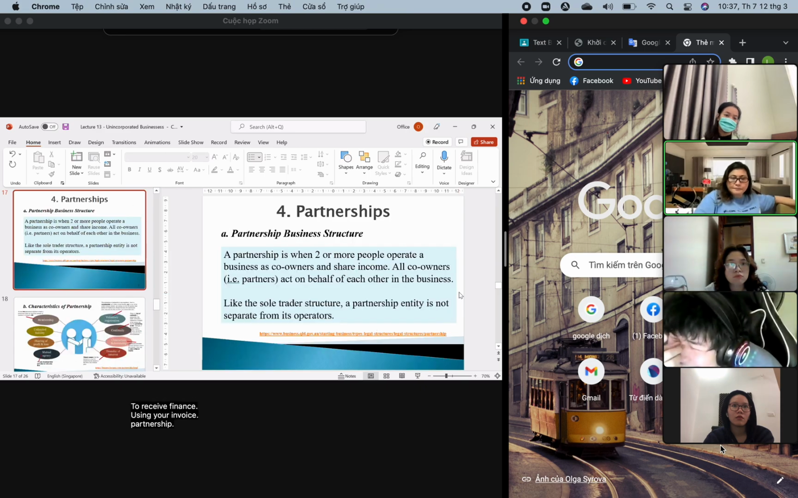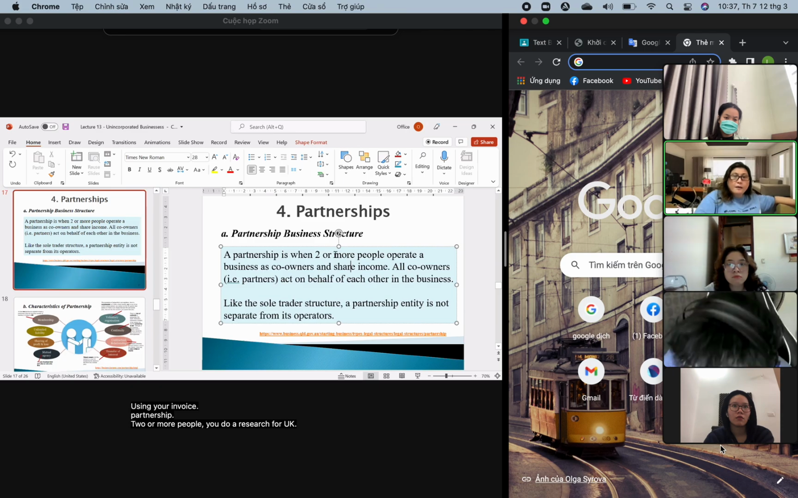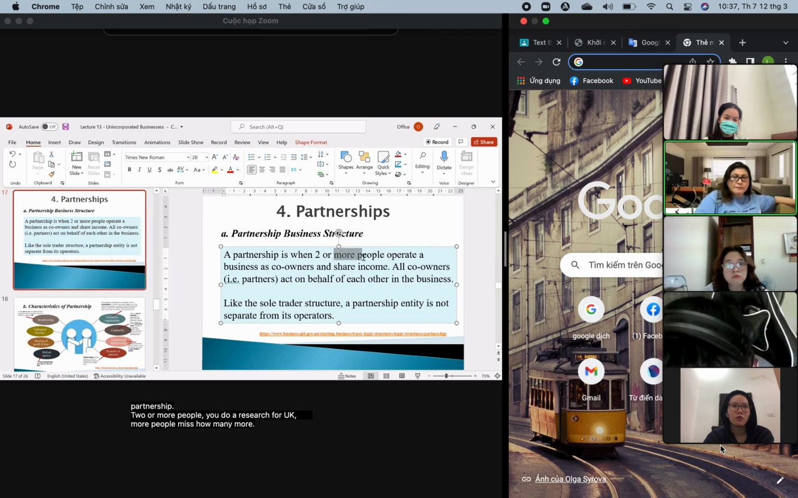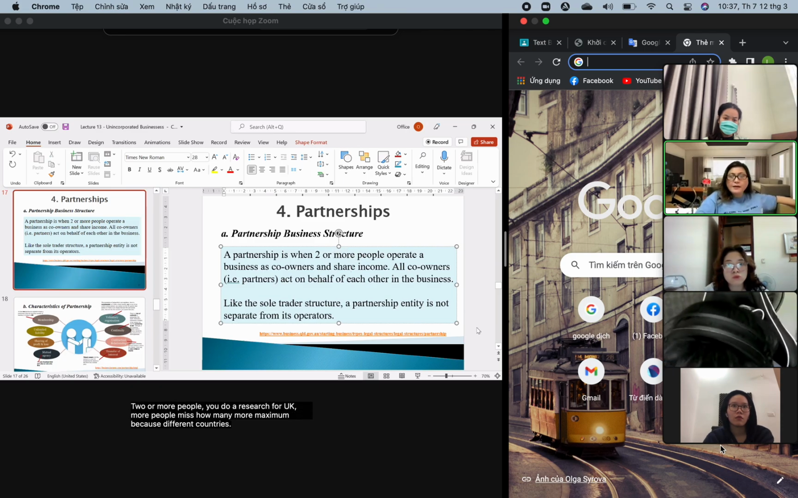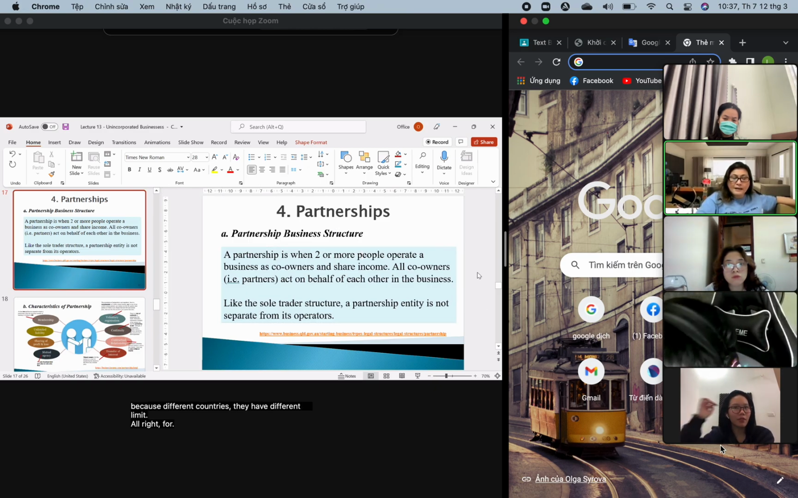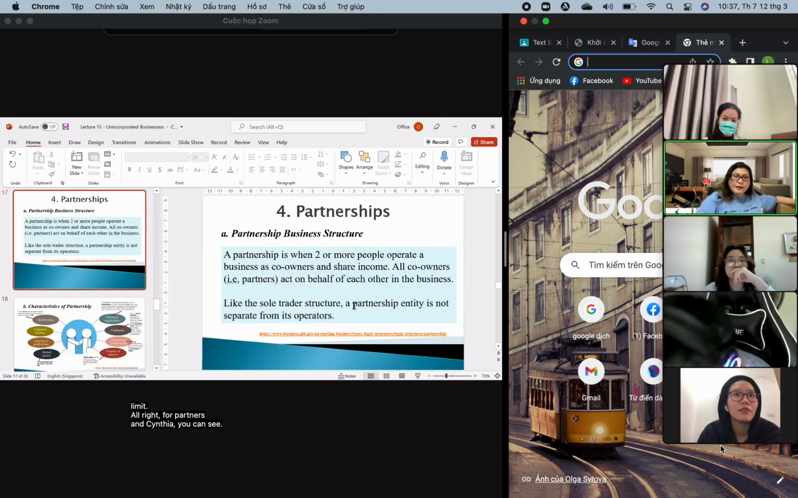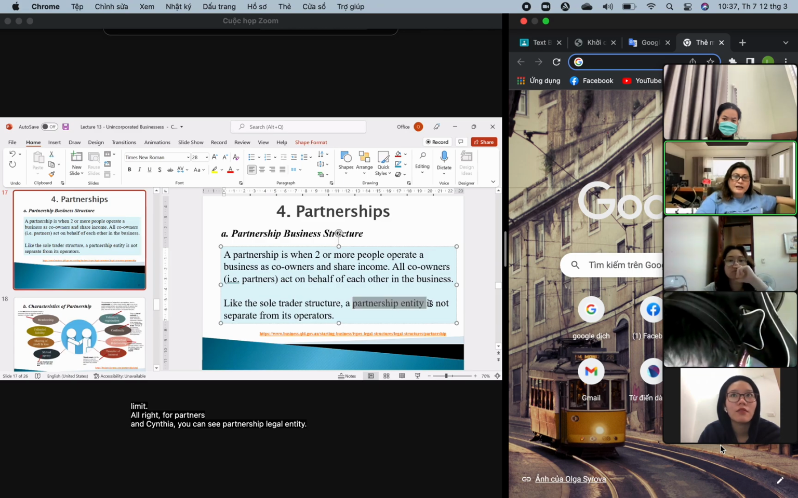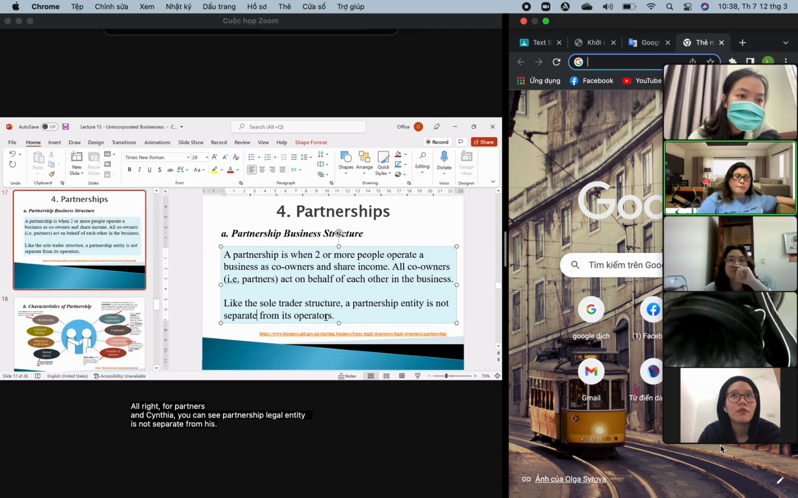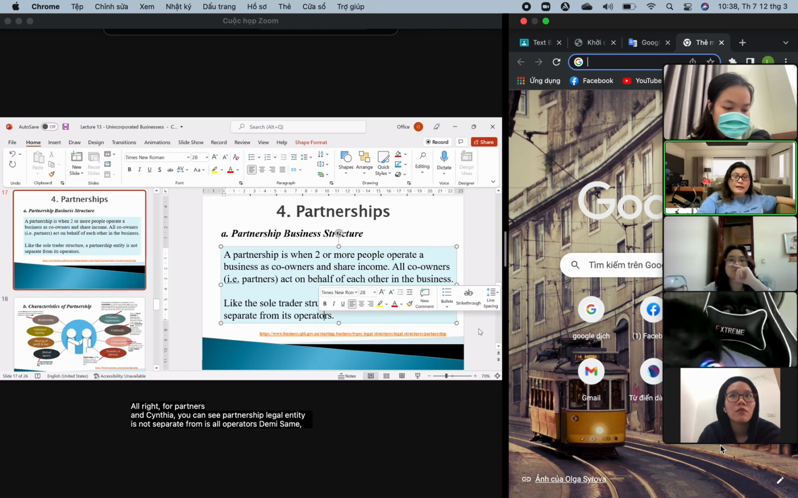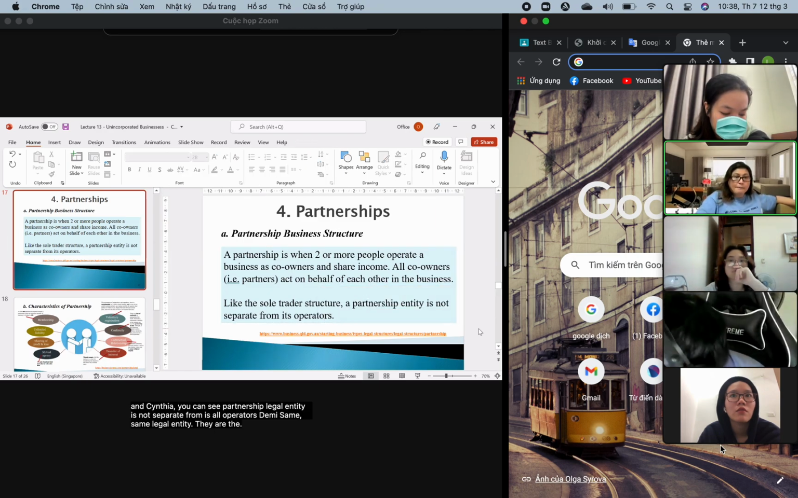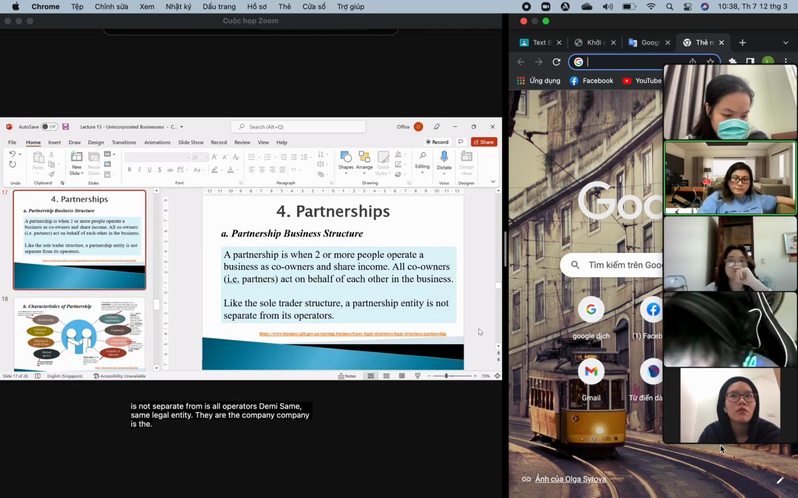For partnership, two or more people. You do a research for the UK: more people means how many more, maximum? Because different countries have different limits for partners. And same thing here, you can see, partnership legal entity is not separate from its own operators. That means same legal entity. The company is them. Same.